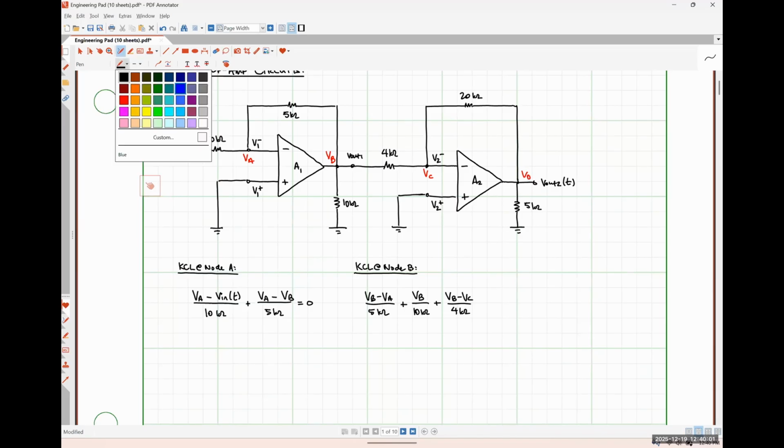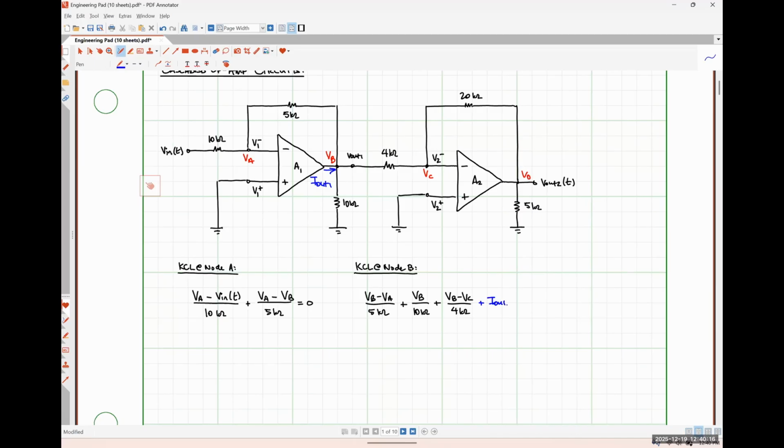So if I called this current right here flowing out like so, I out one, then we could just add that current and set this thing equal to 0. But we won't be able to come up with another relationship for I out one anywhere. So this is actually really bad. We can't really apply KCL at the output node of an op amp without already knowing what the voltage at the output node of the op amp is. Okay.